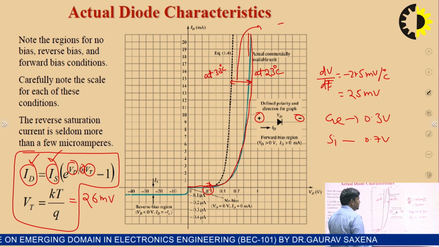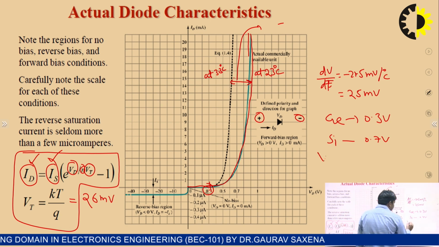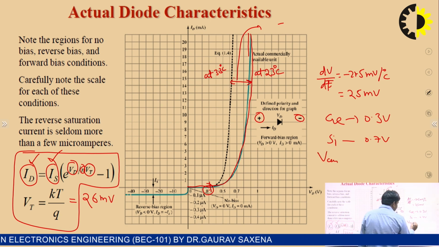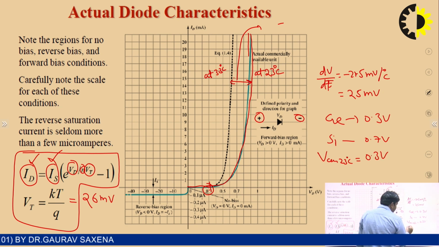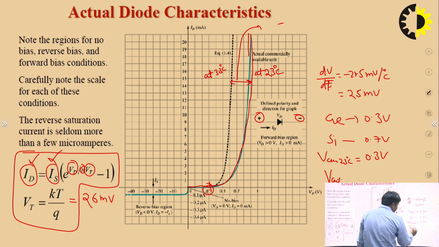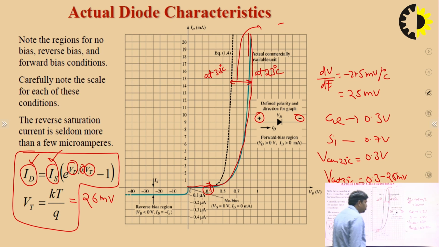So the new cut-in voltage, at room temperature 23 degrees centigrade for the germanium case, is 0.3 volt. But if we calculate the cut-in voltage at 33 degrees centigrade, then the cut-in voltage is 0.3 minus 25 millivolt. So we can easily calculate the temperature effect upon the VI characteristics.